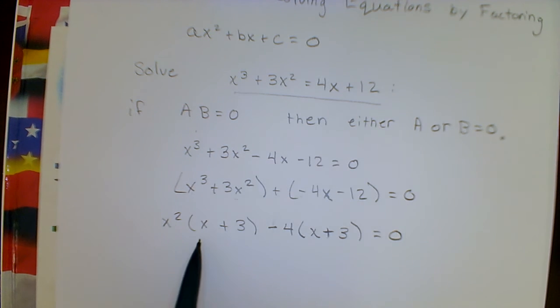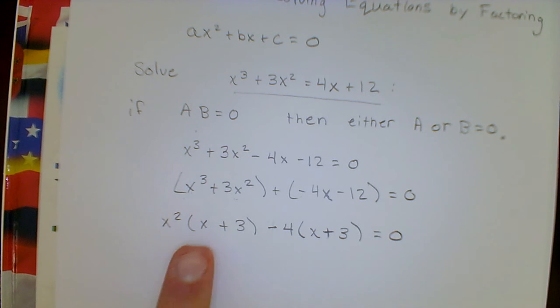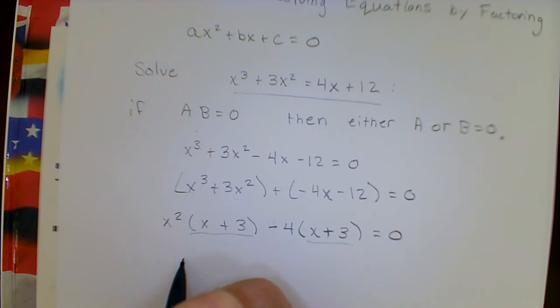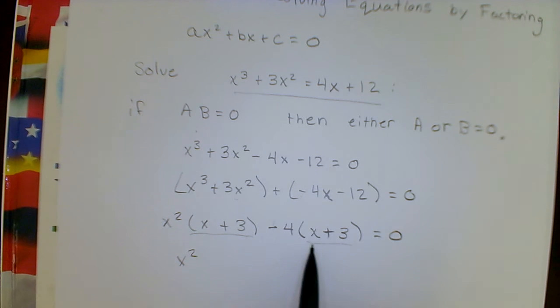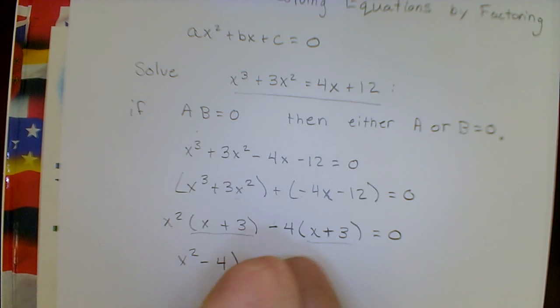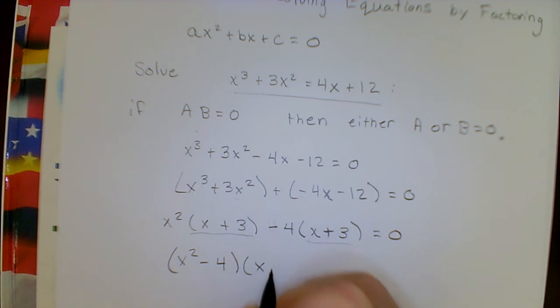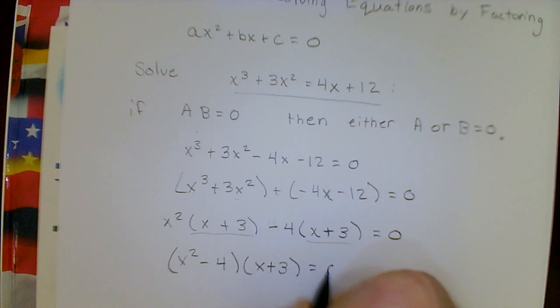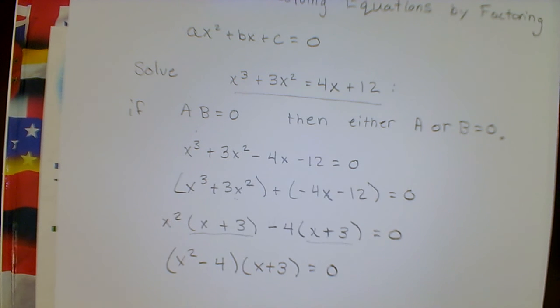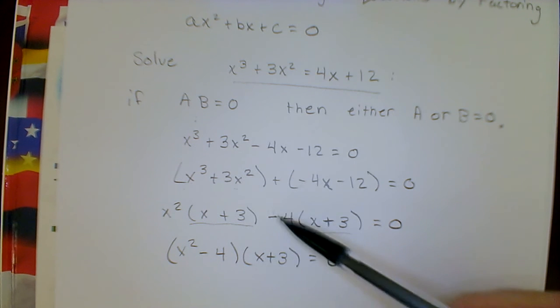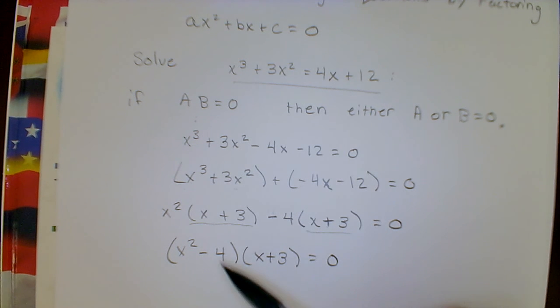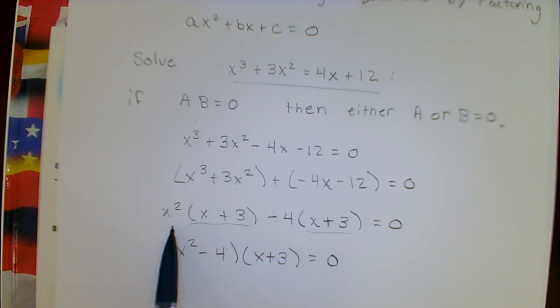Okay, so now we have two separate terms here, and they both have an x plus 3, so we can factor that out. If we factor it out from the first term, all we're left over with is x squared. If we factor it out from the last term, we're left with -4, and then we have x plus 3 equals 0. A good way to check if what you're doing is right is you should always be able to go backwards. So if I just distributed this x plus 3 to both of these terms, I get right back to where I was here.